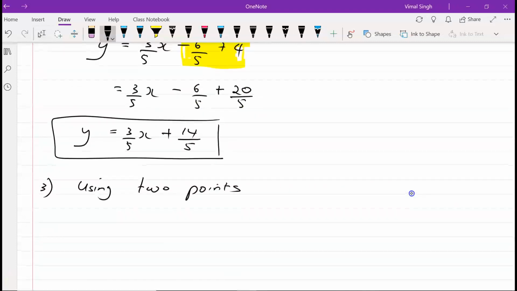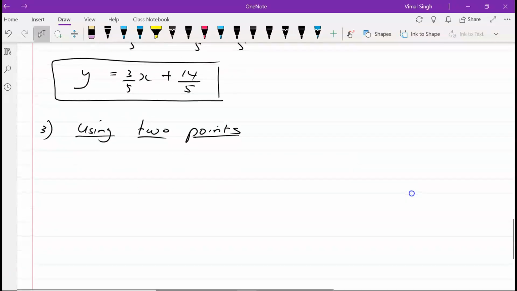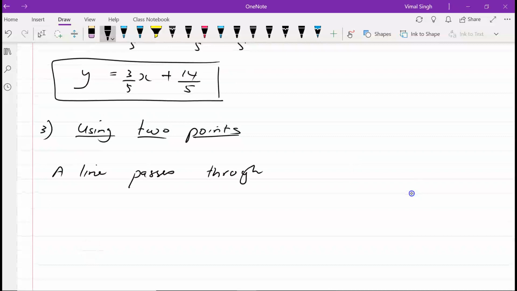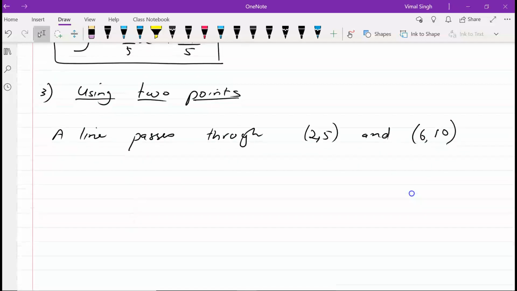Okay, the third method I'm going to use is using 2 points. Now, if only 2 points are given to you, how do you go about working out the equation? So let's say a line passes through (2, 5) and (6, 10), something like that.